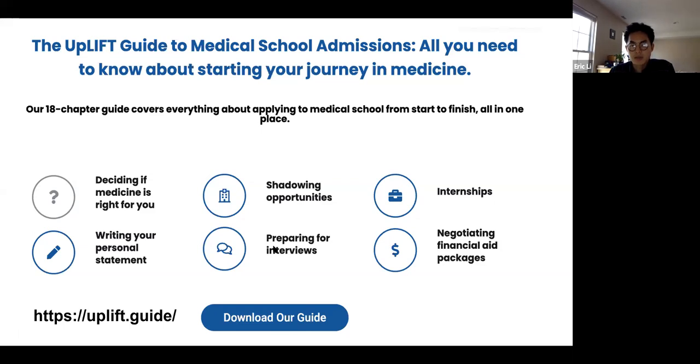And then we also spent a lot of time navigating the practical issues of the actual medical school application process: how to write your personal statement, how to prepare for interviews, how to negotiate for financial aid and packages, as well as putting together resources like spreadsheets to keep track of your academic requirements, and timelines to help you keep track of the various dates and deadlines that you need to meet. We're really trying to make this process as easy and as simple as possible.